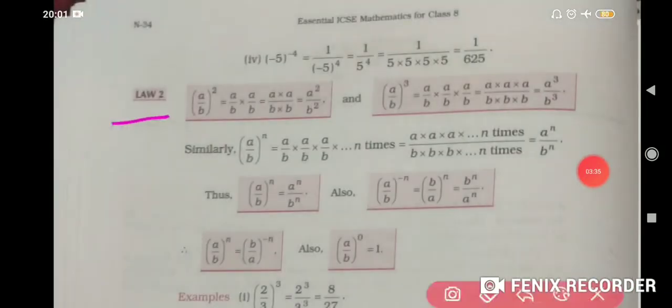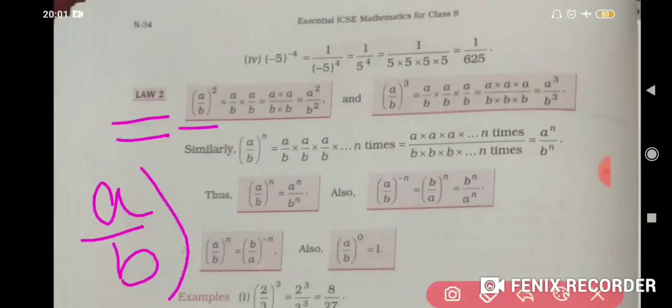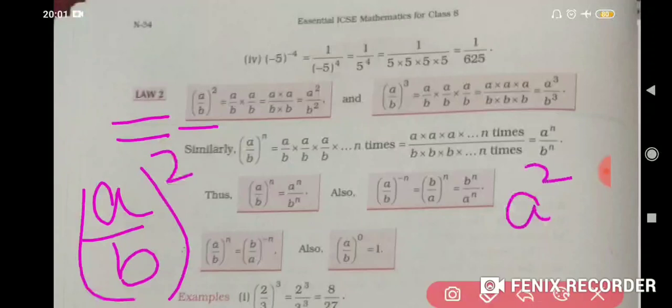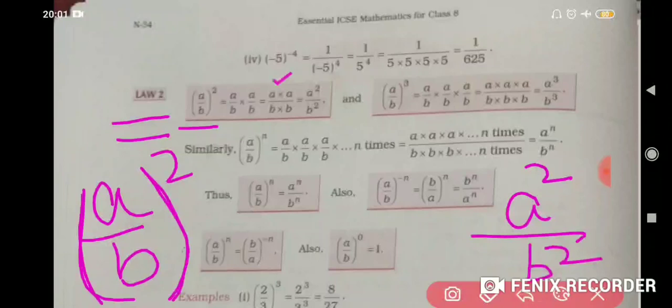Now the second law: a upon b whole square. That means a upon b and the power is 2. This means the power of a is 2 as well as the power of b is 2. Why? Because the whole bracket is there. So you will multiply a also 2 times, that means a multiplied by a, and b also 2 times, b multiplied by b. And what will you get? a square upon b square.